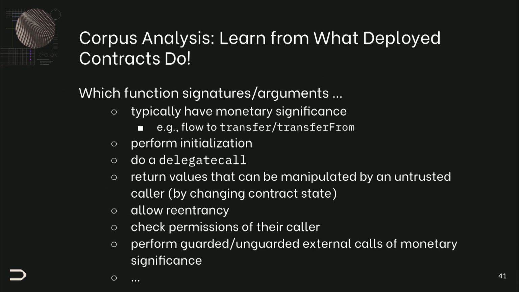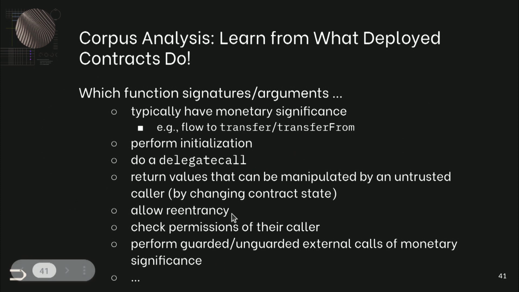So for any contract that gets deployed, we have a whole bunch of local analysis that give us a lot of data that are then used by any other contract, such as, well, what functions have monetary significance? What functions make their arguments flow to transfer or transferFrom? What functions perform initialization? What functions do a delegate call?